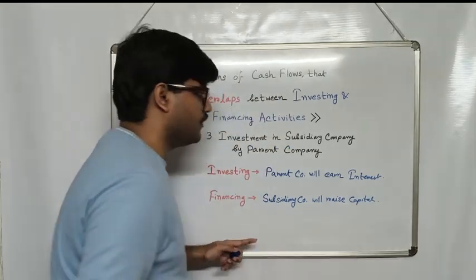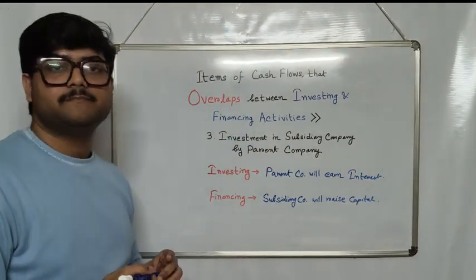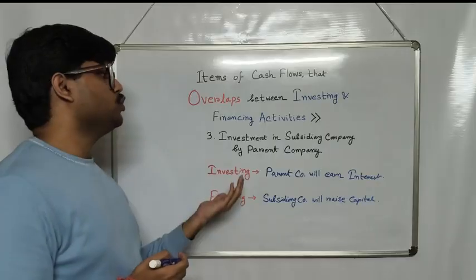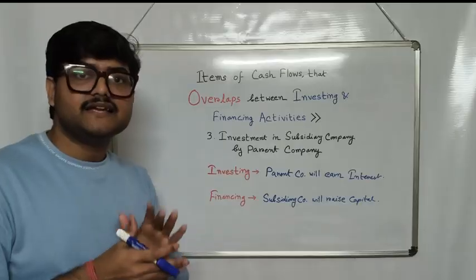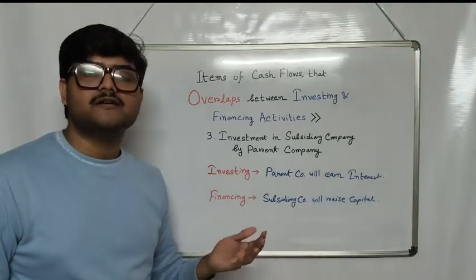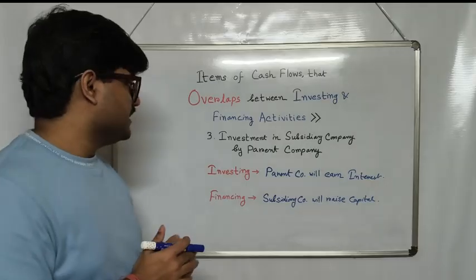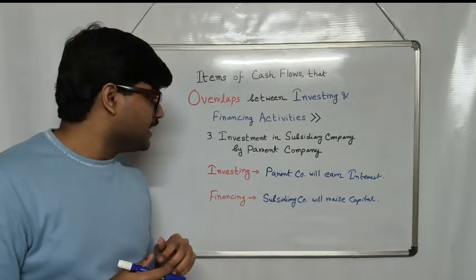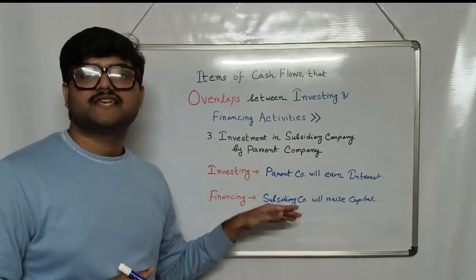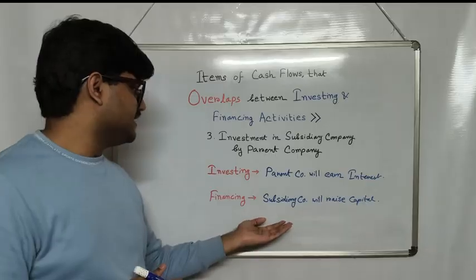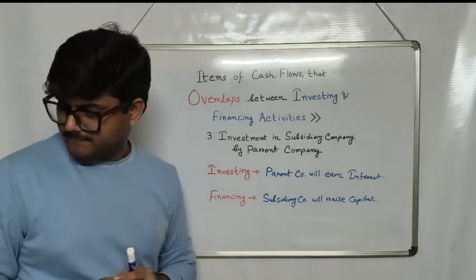So when the parent company is providing loan to the subsidiary company or investing in the subsidiary company, from the parent company's point of view, it is an investing activity, but the same thing from the point of view of the subsidiary company will be considered as financing activity.